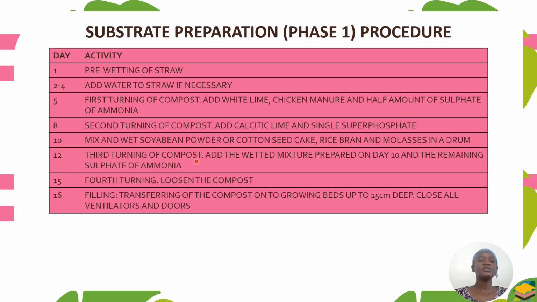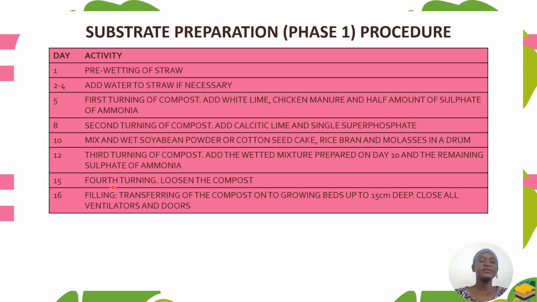So that compost which you prepared up to day 8, you turn that compost. Then as you are turning, you add the wetted mixture which you prepared on day 10 and the remaining sulfate of ammonia. So on day 12, you do the third turning of the compost prepared up to day 8, and you also add the mixture which was prepared on day 10. Then day 13 and 14, you leave the mixture like that.